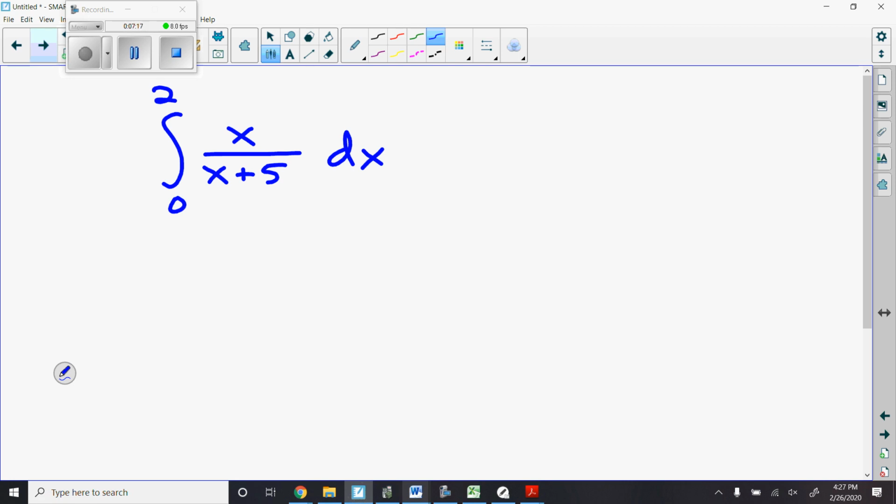Well, this becomes a little bit more challenging of a problem, okay? But it is a u substitution problem, okay? We don't see these problems very often, but you never know when one crops up. So what I'm going to do is I'm going to choose u to equal the denominator x plus 5. My du then would simply be dx.